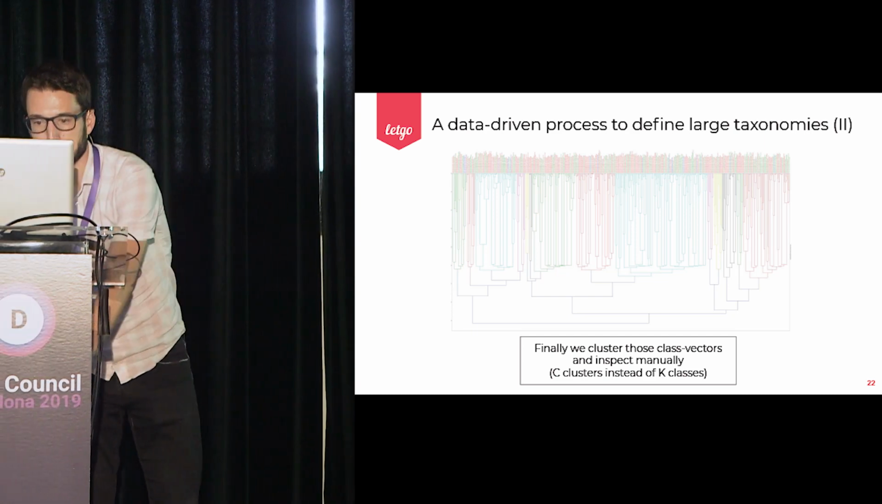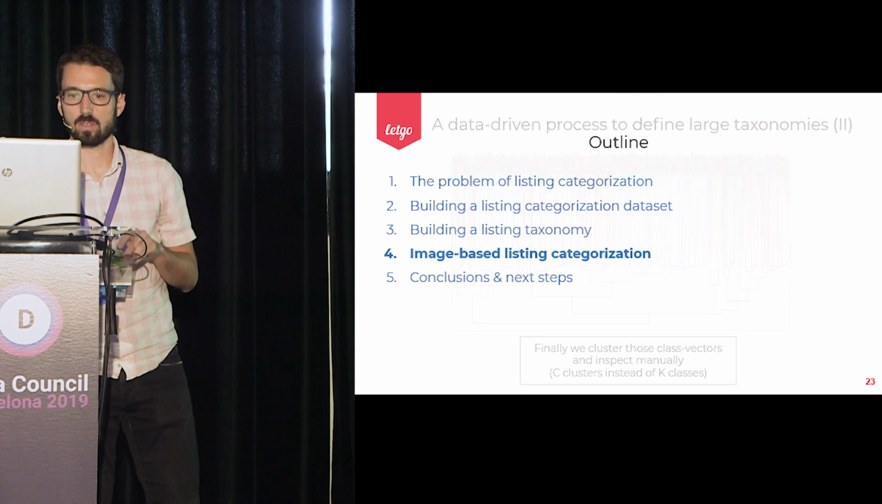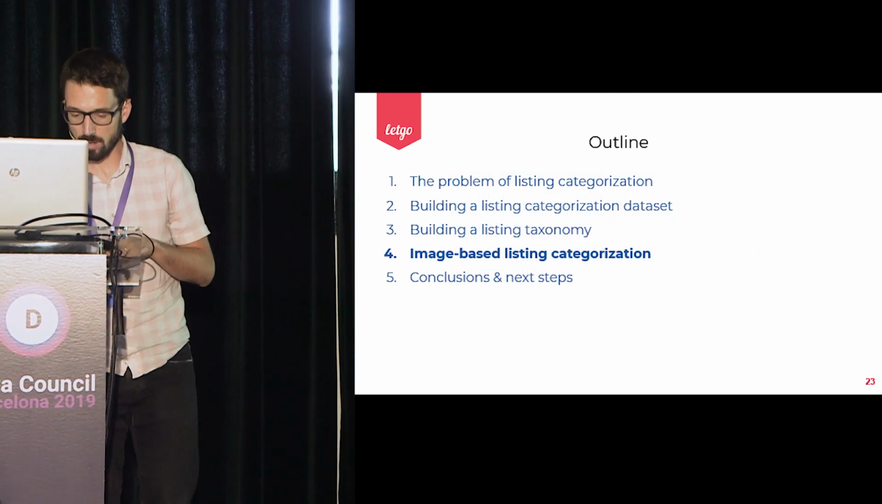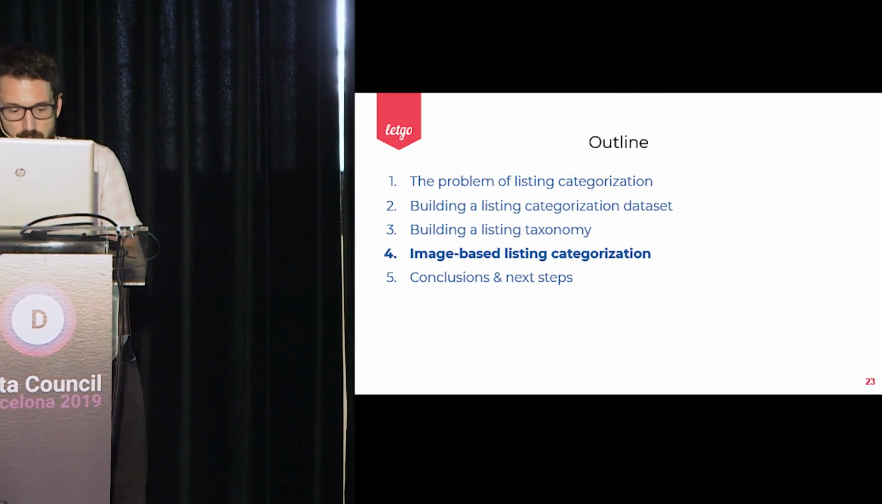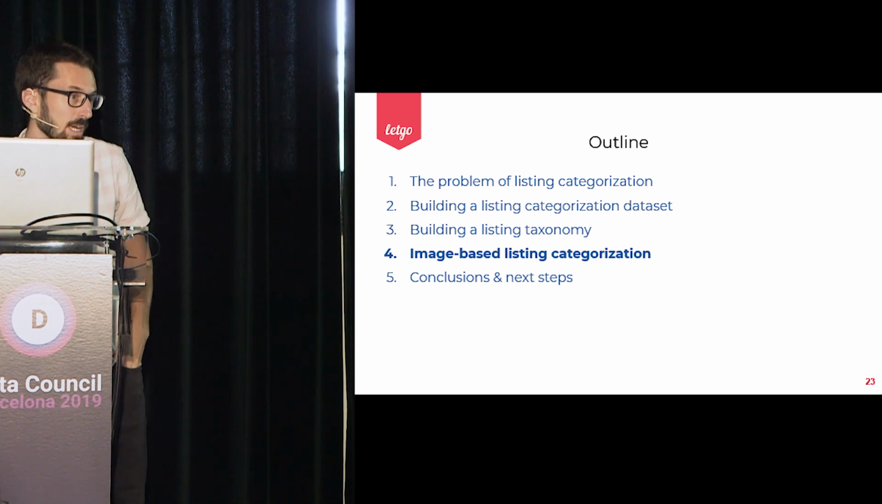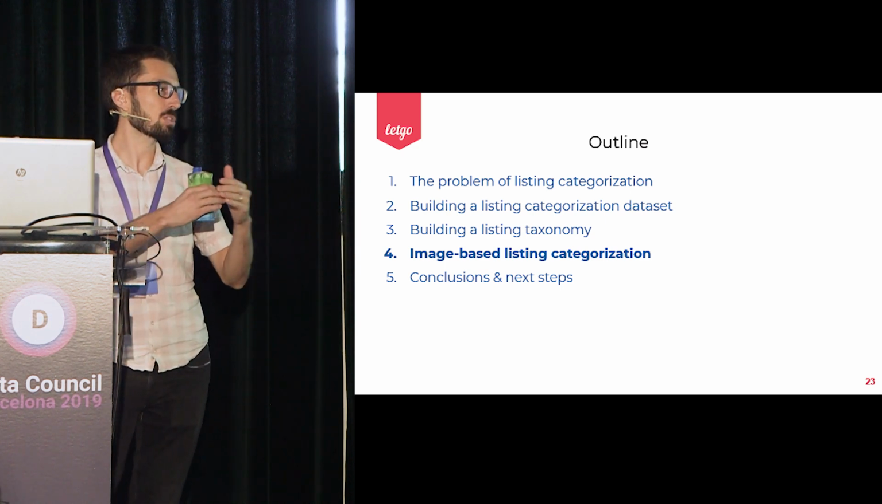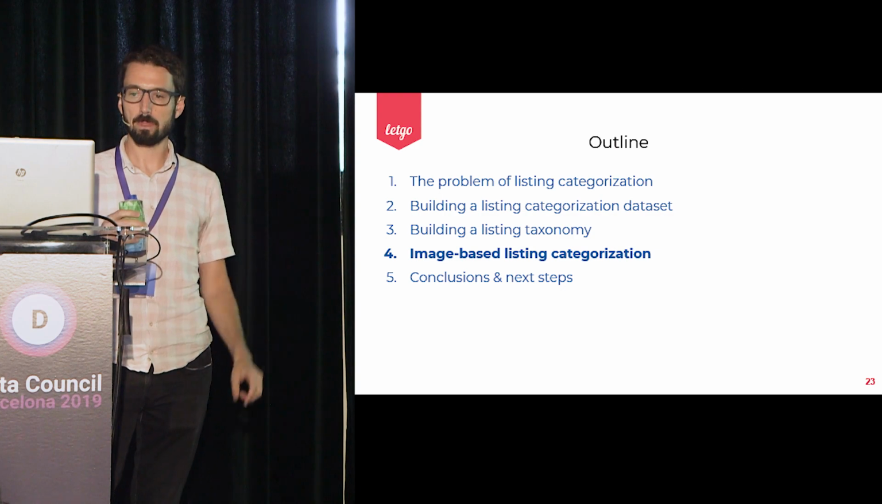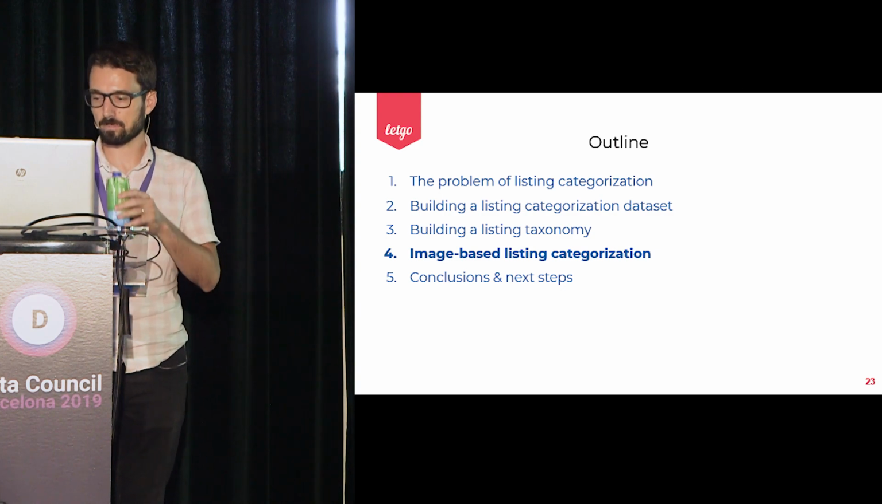All right. So we're getting to the final step of the problem, which is actually building. We have the data set, we have the possible labels and their relationships, the taxonomy, and now we want to build the model.